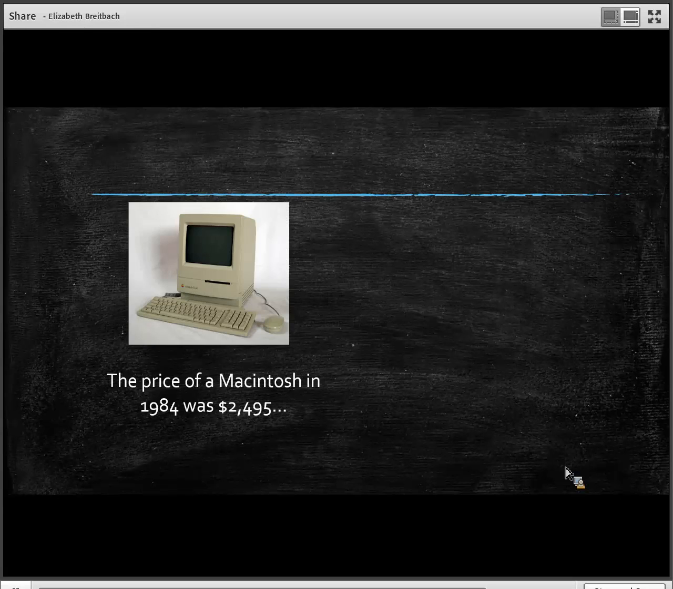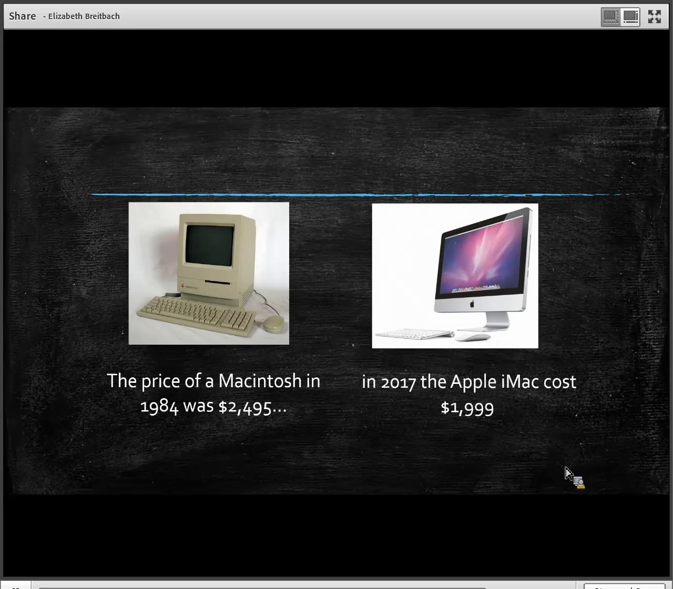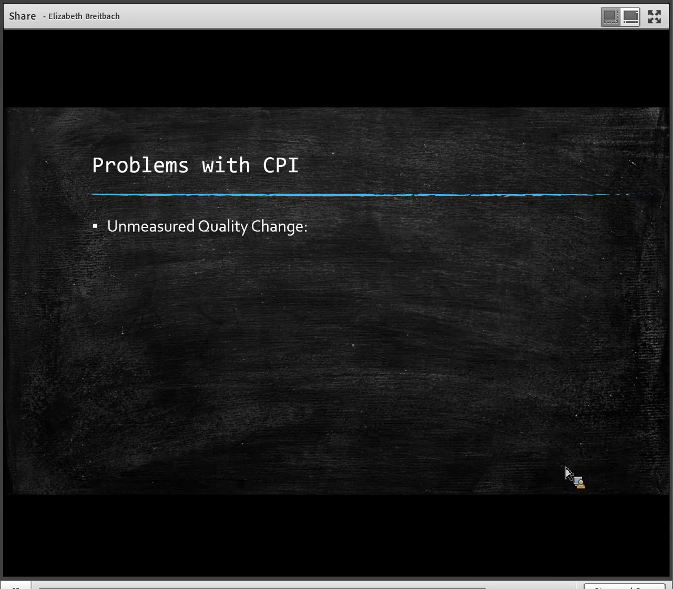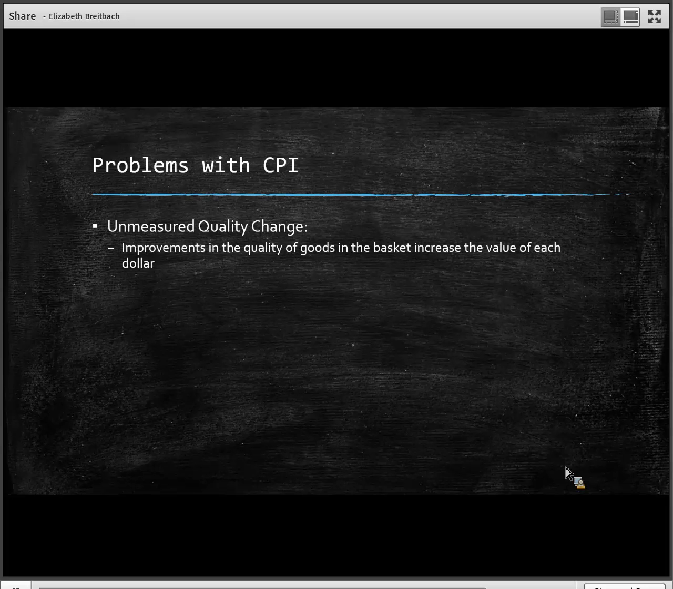All right, let's think about the price of a Mac computer in 1984: $2,495. The price in 2017 of an Apple iMac is $1,999. So the price went down, and wow, look at the drastic difference between the computers. What we're talking about here is just the change in quality. So we have an unmeasured quality change. The price of the computer over the past 30 years has been almost constant, pretty similar. However, the quality of that product has changed drastically.